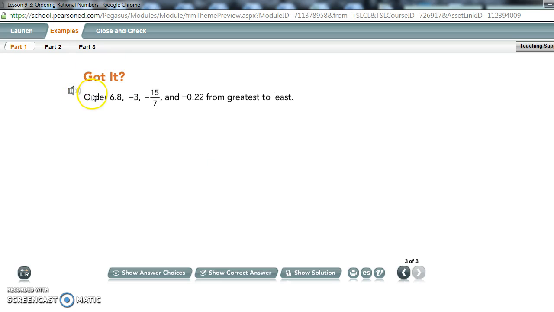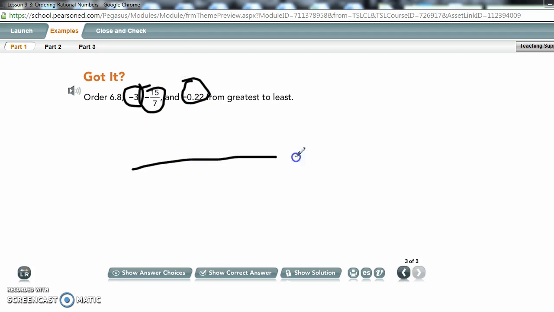Order 6 8/10, -3, -15 sevenths, and -22 hundredths from greatest to least. So again, think about it this way, okay? I'm going to circle my negative numbers, and then I'm going to draw a number line. So if it's greatest to least, I'm going to plot all these on my number line, and I'm going to read them from right to left. Go and try this on your own. I will check it in your notes tomorrow. And I'm going to move on. Go ahead and freeze if you need to.